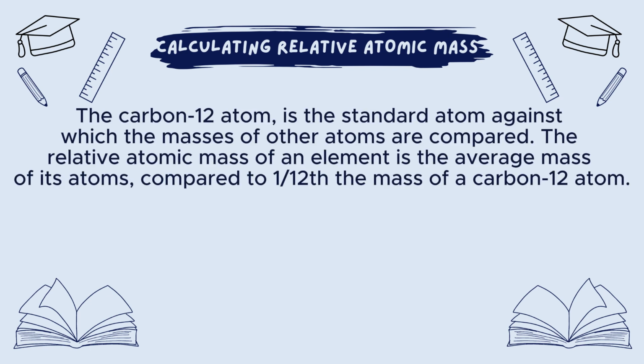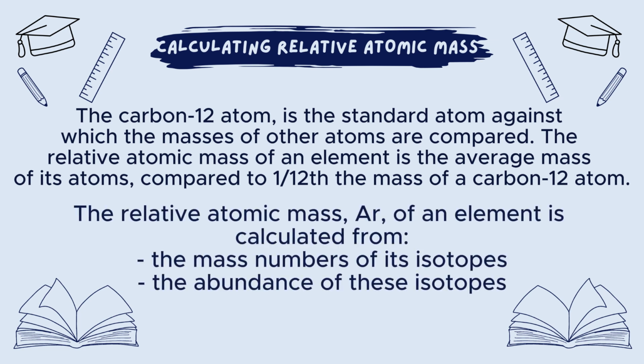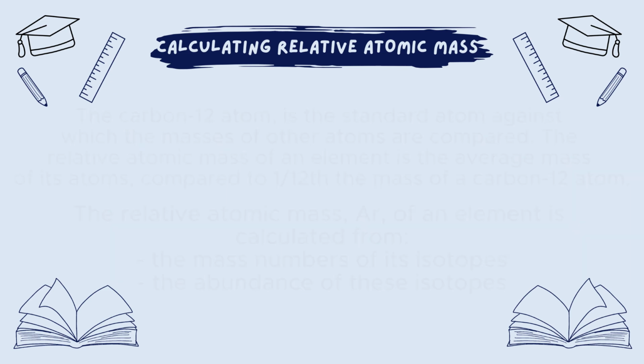The carbon-12 atom is the standard atom against which the masses of other atoms are compared. The relative atomic mass of an element is the average mass of its atoms compared to 1/12 the mass of a carbon-12 atom. The relative atomic mass Ar of an element is calculated from the mass numbers of its isotopes and the abundance of these isotopes.